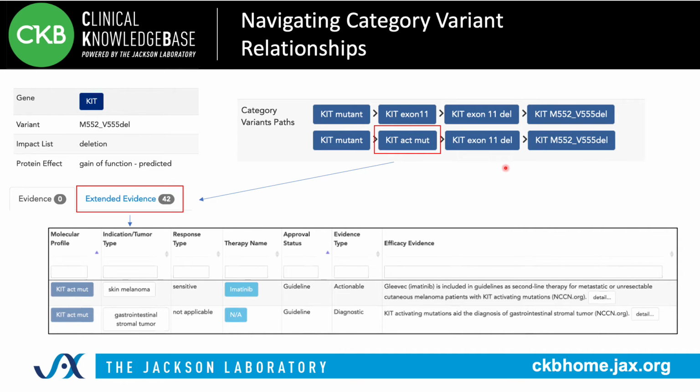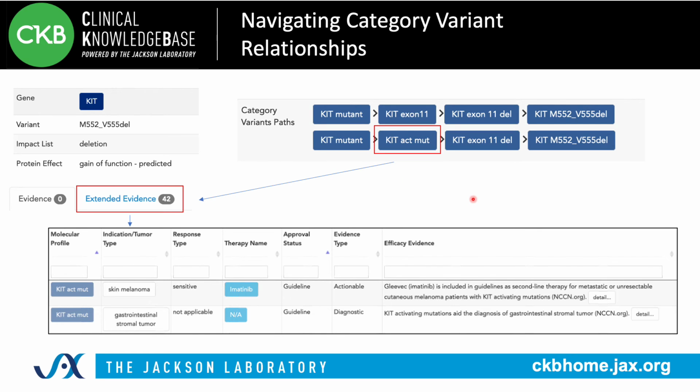So how can category variants such as KIT act mute be applied to specific KIT mutations? Looking at this specific KIT deletion, which is predicted to result in gain of function based on other characterized variants in the same location, we see that the molecular profile for this variant does not have any direct evidence. However, if we look at the category variant path for this variant, we see it falls into two different paths. So category variants can be functional, such as act mute, or positional, such as in this case, an exon 11 variant.